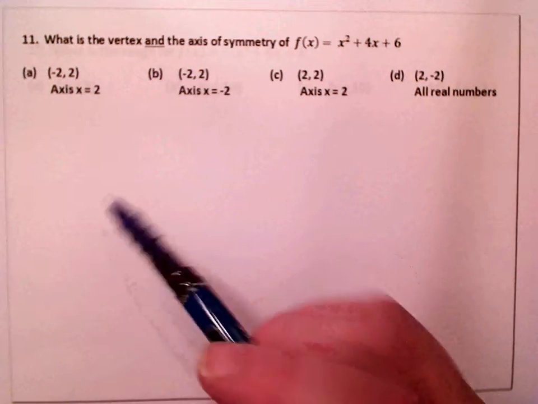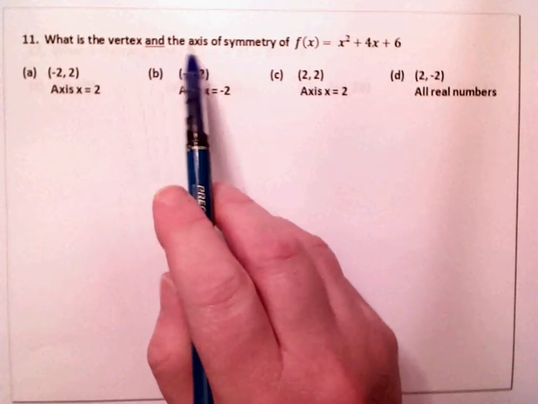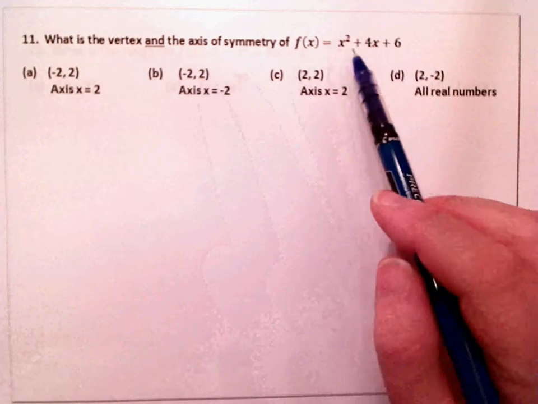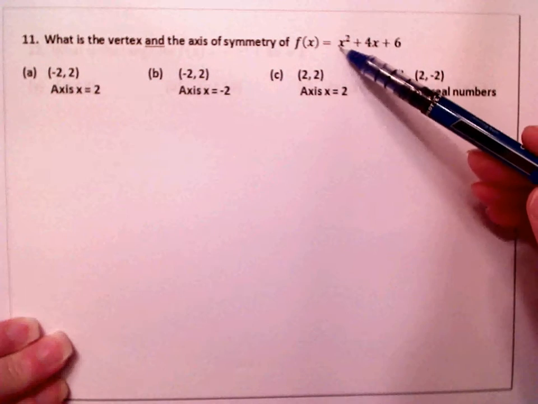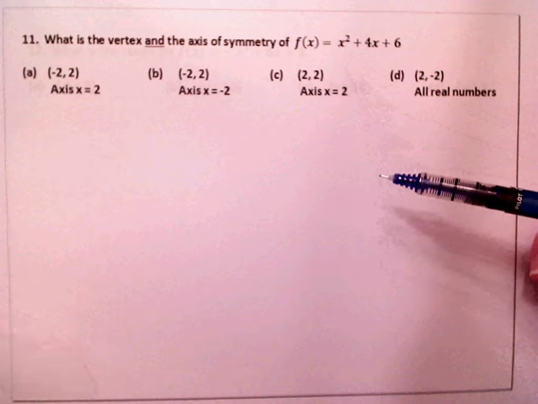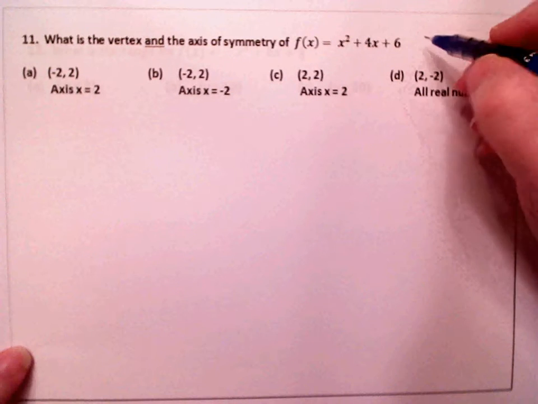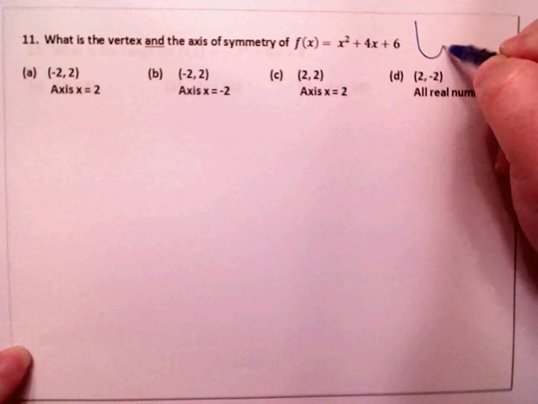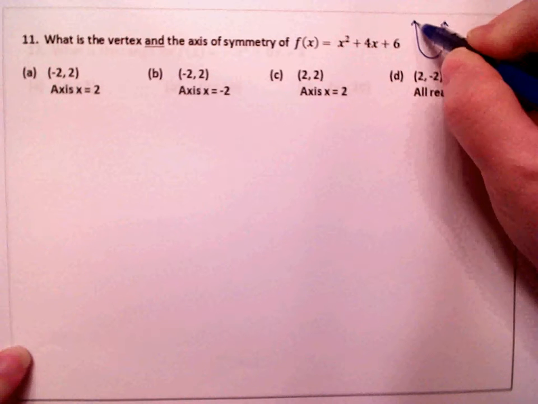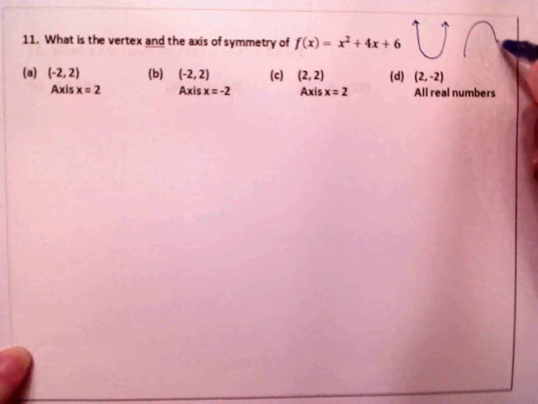On number 11, we're asked to find the vertex and the axis of symmetry for this quadratic function. Remember, it's this x to the second power that makes this a quadratic. When you graph a quadratic, its graph is called a parabola. It's a U-shaped graph that either opens up or down.